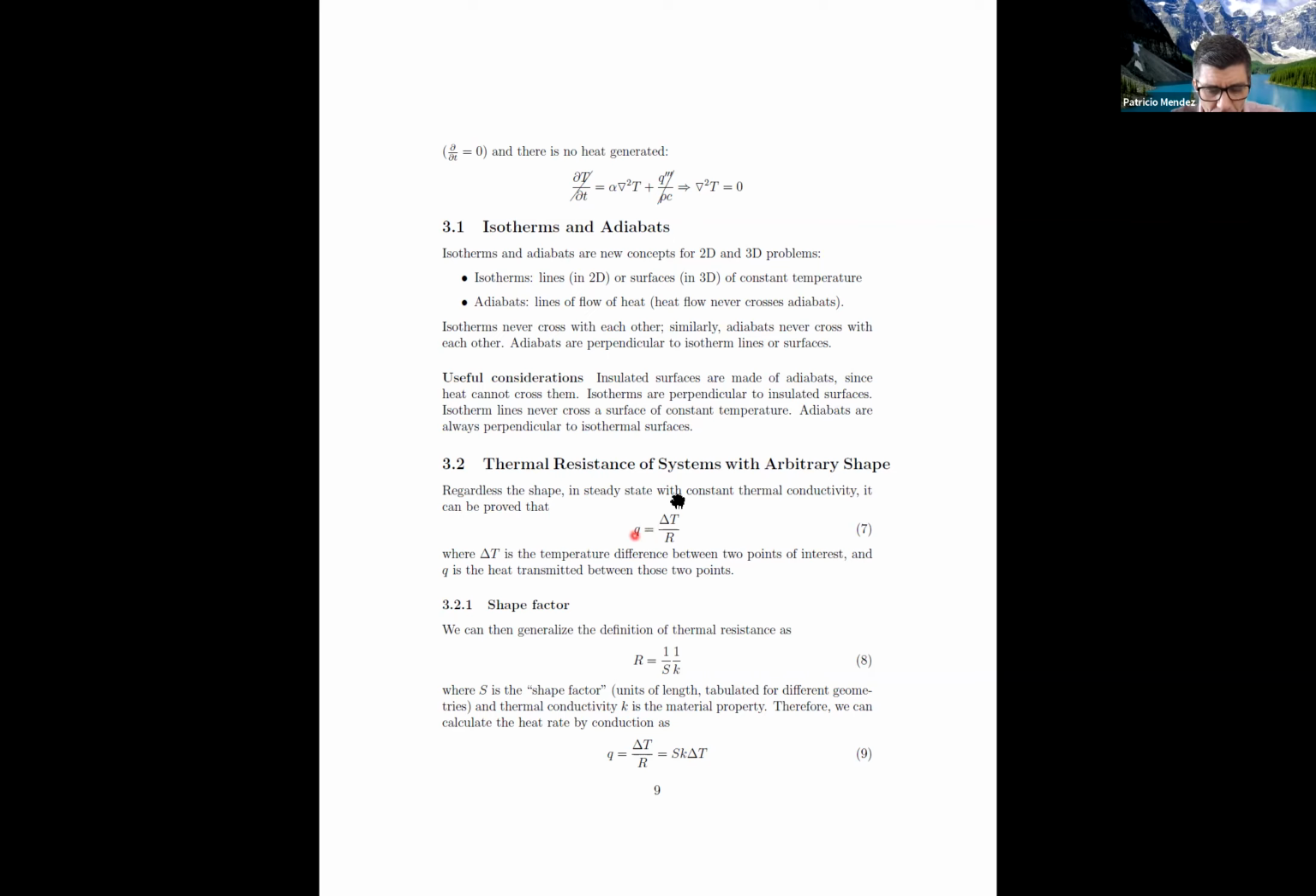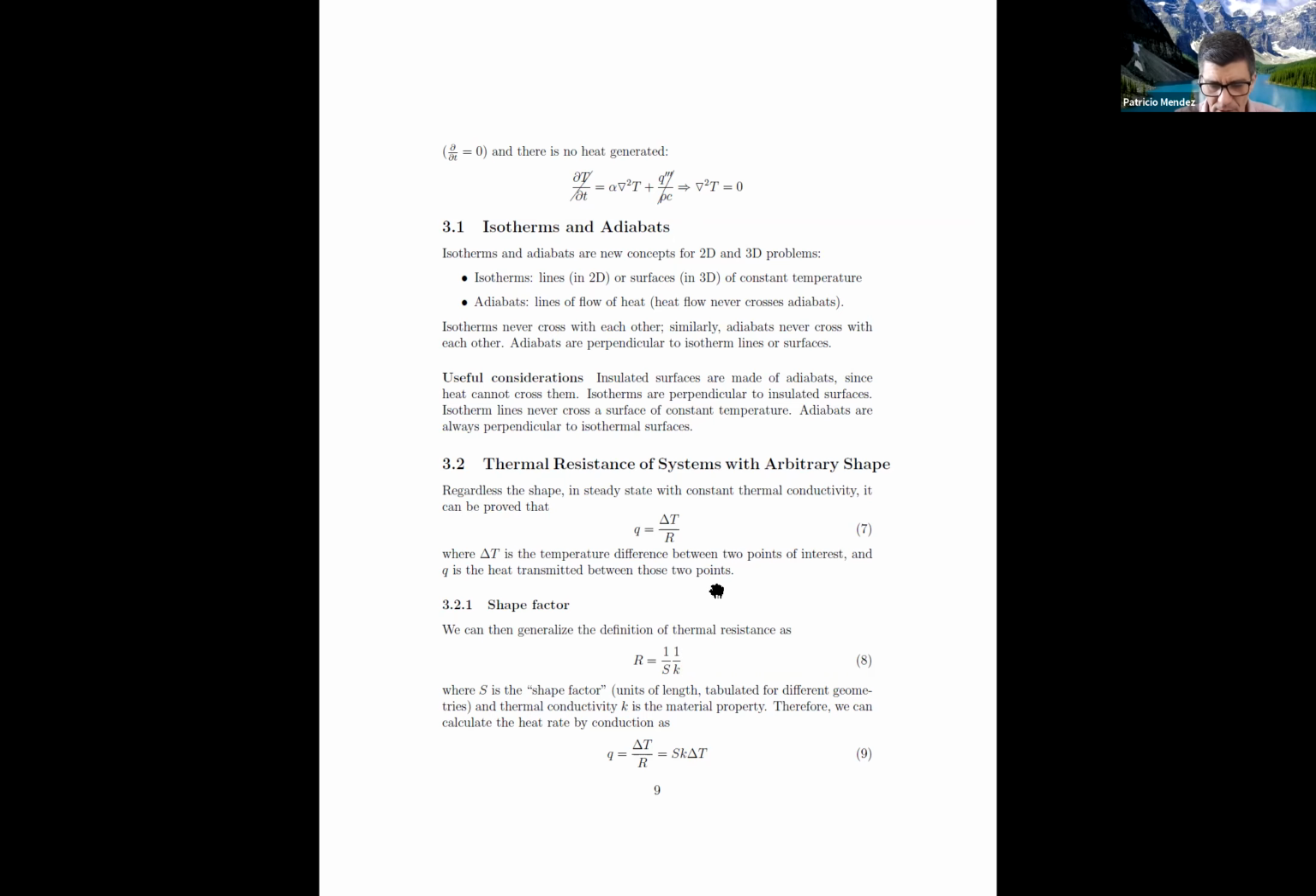And let's see what the shape factor is. So we know that the heat flux is proportional to the temperature jump between 2 points and the thermal resistance between those 2 points. There is a concept called shape factor that is defined as follows, such that the resistance can be separated as something that depends on the geometry and something that depends on the thermal conductivity.